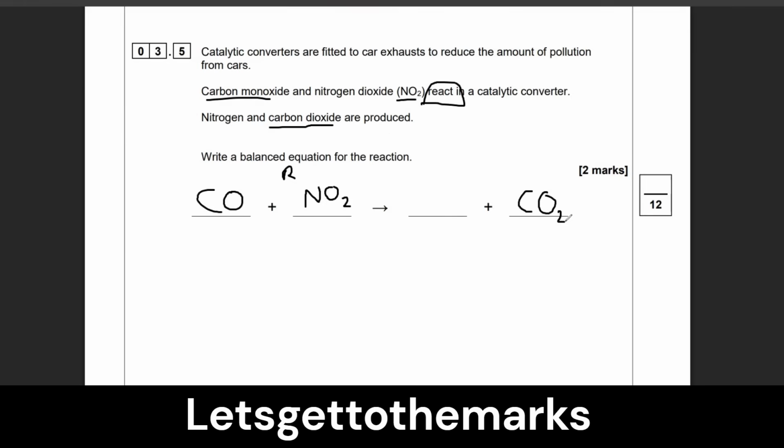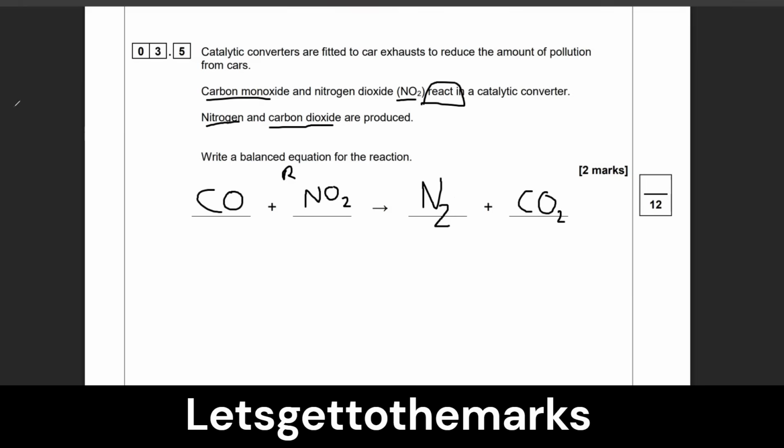Don't know if that was 3 or 4. And then nitrogen, you should know the formula. Nitrogen is a diatomic molecule. It has the elemental symbol N, but like quite a few non-metals, all of the halogens, hydrogen and oxygen, it has a little 2 after it.